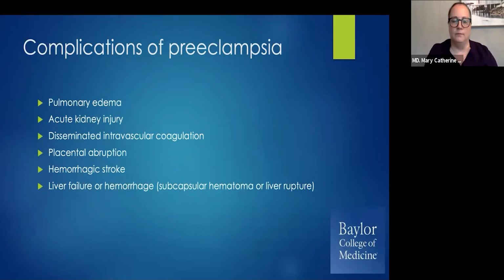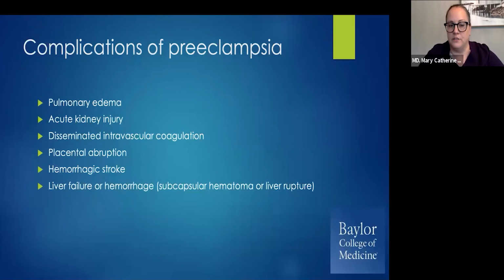So when we talk about complications of preeclampsia, like I said, I like to frame this as end organ damage. And so we'll start with the lungs. One of the most common complications that we see is pulmonary edema. Acute kidney injury is not uncommon, and we'll go into that in more detail. Coagulopathy and maybe even disseminated intravascular coagulation, or DIC, can be present with placental abruption or in the setting of postpartum hemorrhage.